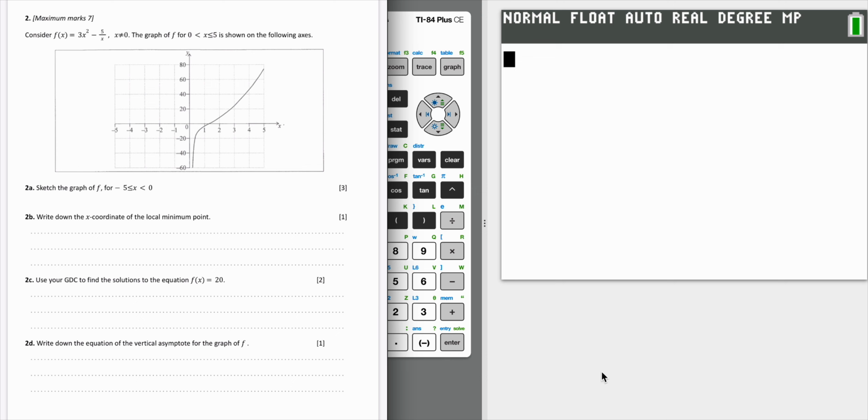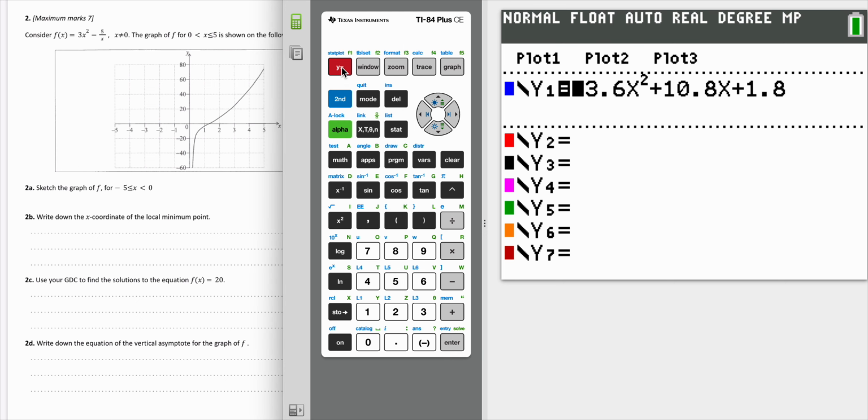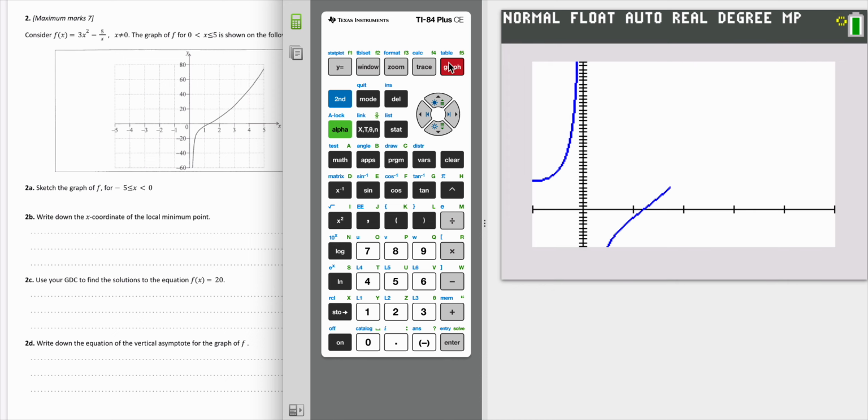So we're going to go to the GDC to do this, and we're going to go to the y equals, and you can see here, we need to clear whatever is in there already. So we have 3x squared minus, and then it's a fraction, 5 over x, and we can plot this straight into my graph.